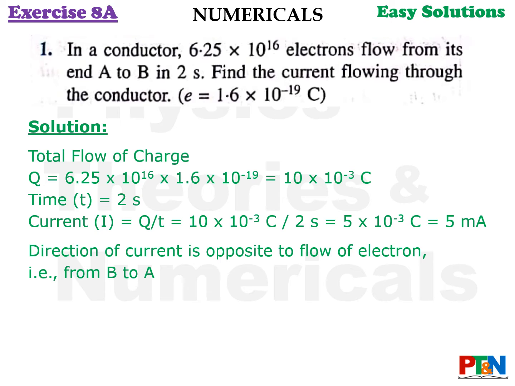So the answer is 5 milliampere. And it says electrons are flowing from A to B. That means the current is in the opposite direction of the flow of electrons. So the current is flowing from B to A.